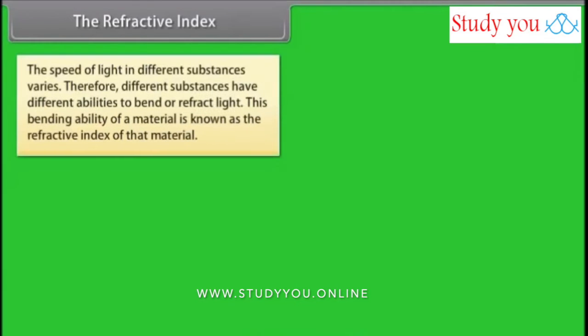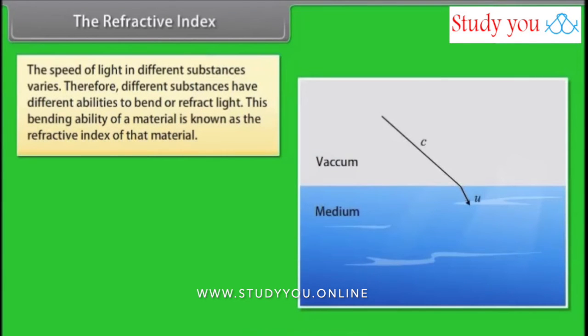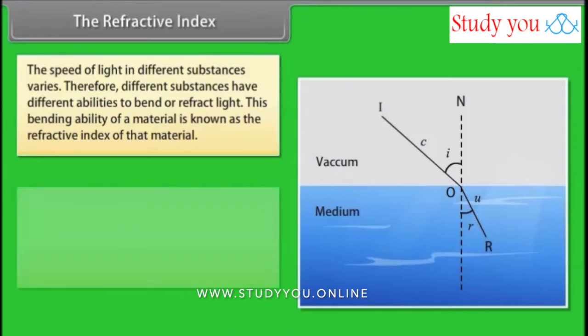The refractive index. The speed of light in different substances varies. Therefore, different substances have different abilities to bend or refract light. This bending ability of a material is known as the refractive index of that material.